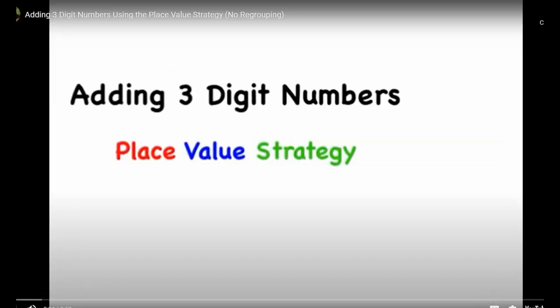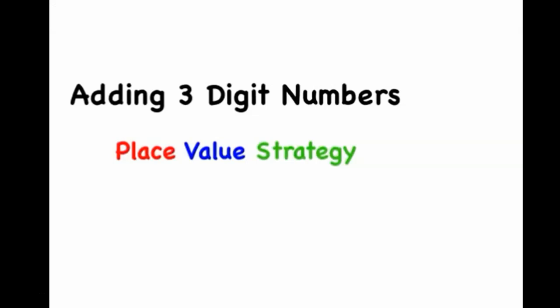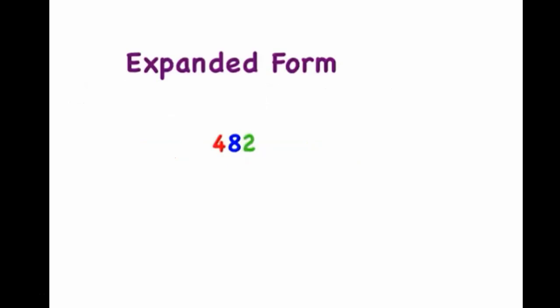Hey kiddos, this is Miss Lewis, and in this lesson, I'll be showing you how to add 3-digit numbers using our place value strategy. In order to be able to add numbers using the place value strategy, you must remember how to write numbers in expanded form. Let's review writing the number 482 in expanded form.